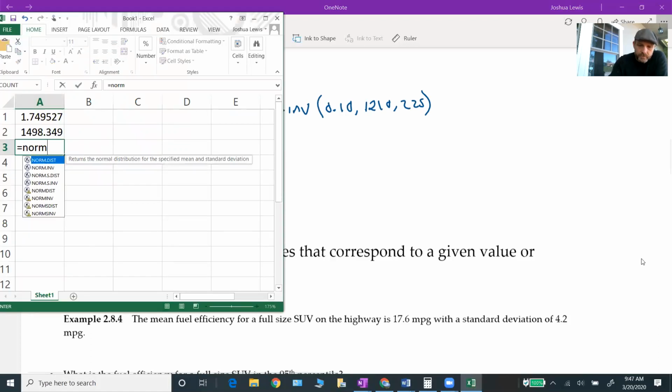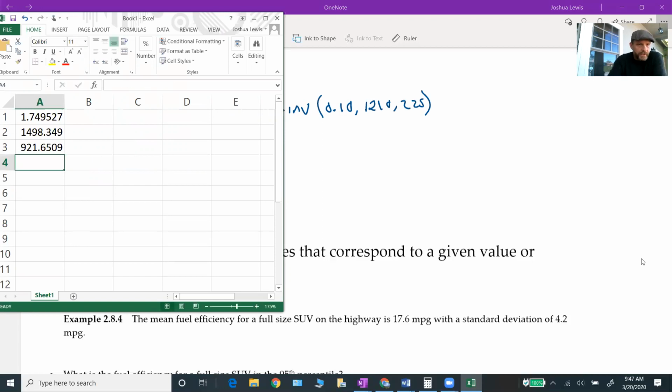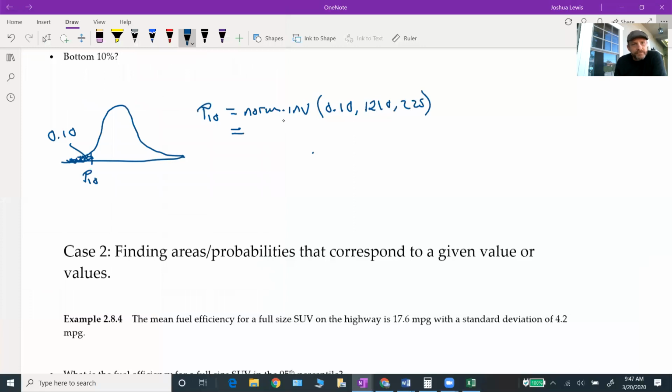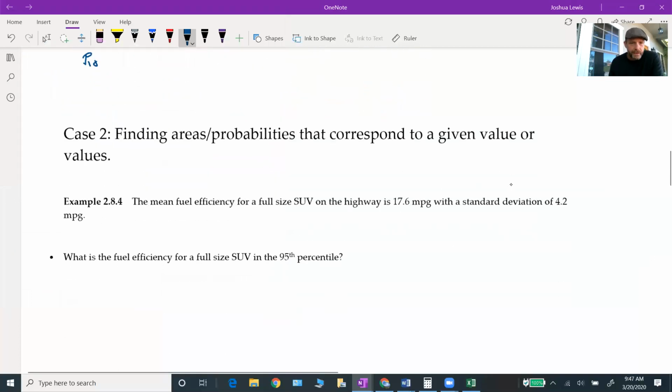Equals norm dot inverse 0.10, 1210, and 225. And we get 921, if I'm rounding, 921.7. Okay? So there we go. Those are percentiles. All right.